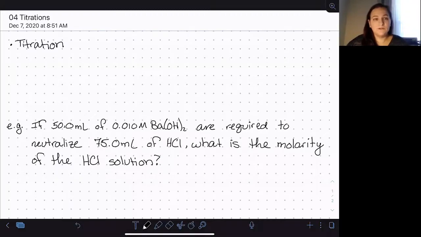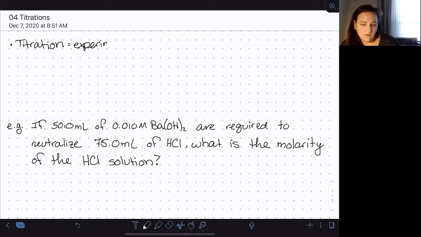In this video, we're going to be talking about titrations as they apply to acid-base reactions and how we can use titrations to solve for the concentration of an acid or base solution. So a titration is just an experimental method of determining an unknown concentration.